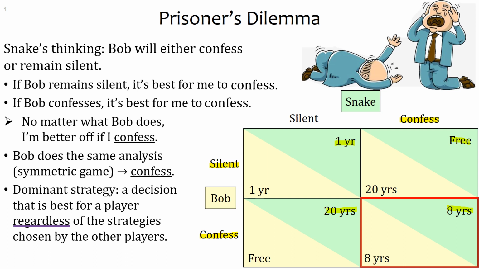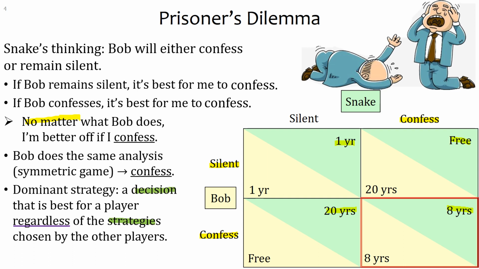Okay, so if there is such a case where you would still do the same thing no matter what the other person does, right? So this idea of no matter or regardless is quite important. Then that's called the dominant strategy. Okay, by the way, this word strategy is the same as decision. Okay, they're synonymous. You can use them interchangeably.